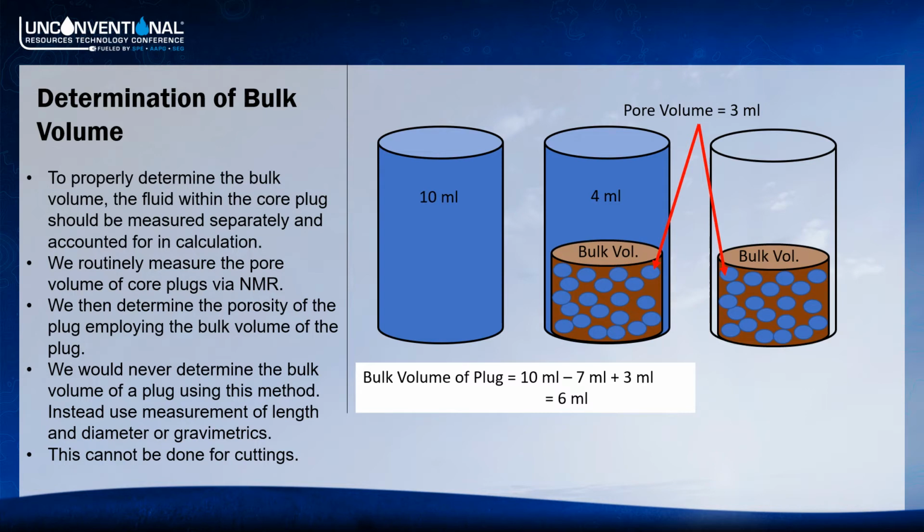However, we don't usually determine bulk volume of plugs using this method. We usually either use geometry if the plug is a nice cylinder, or we can use gravimetrics or mass measurements to determine the bulk volume of the plug. Obviously, these methods can't be used on cuttings, which is why we had to come up with this roundabout procedure to determine the bulk volume.